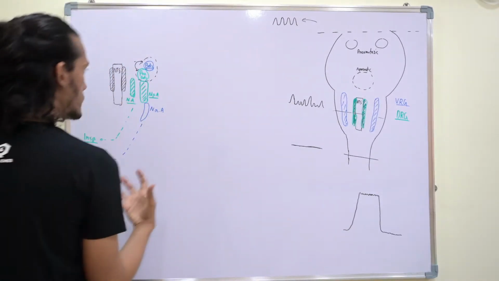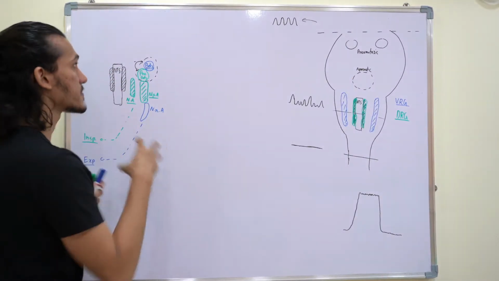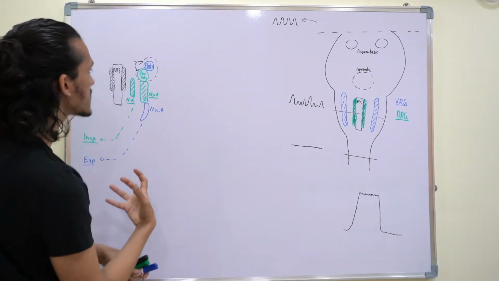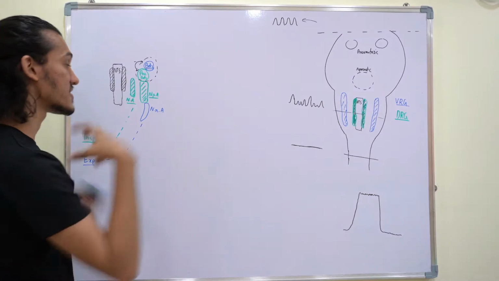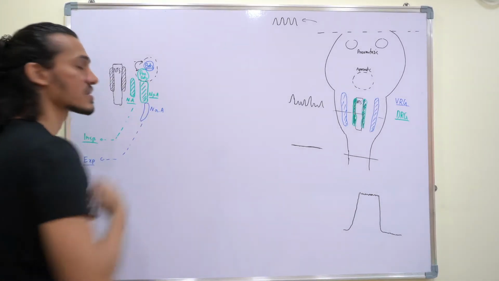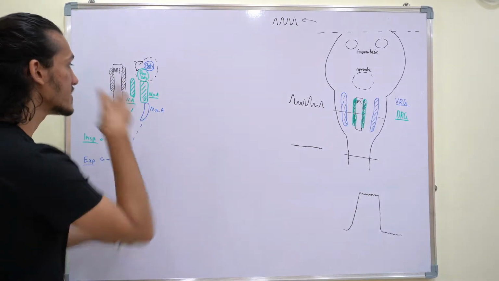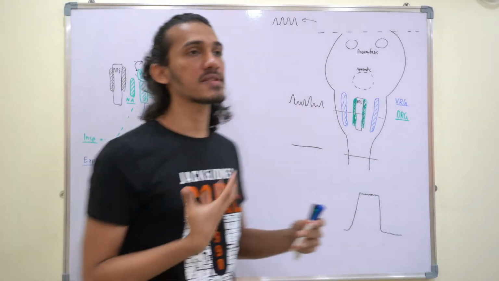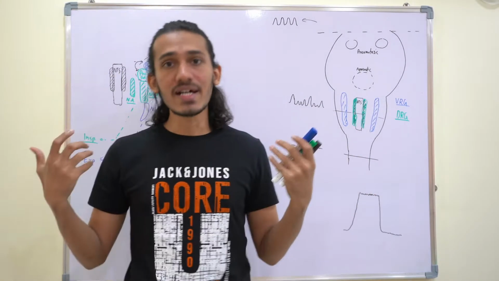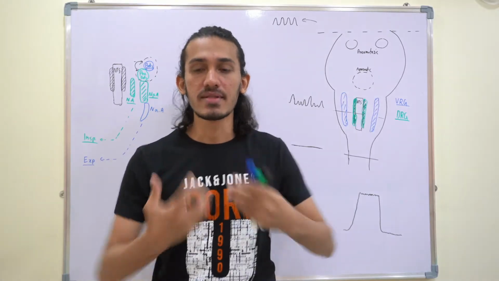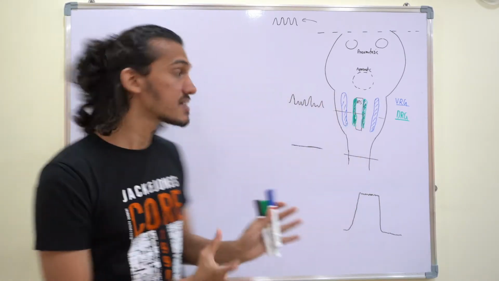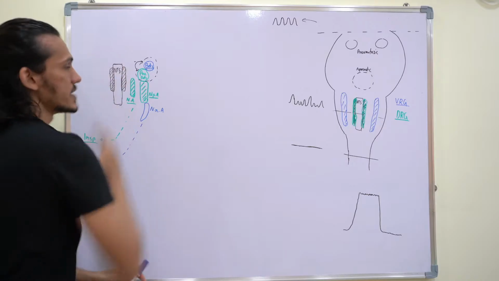So inspiration, pre-Botzinger complex, expiration, Botzinger complex. Further modulation of inspiration, nucleus paraambiguous. Further modulation of expiration, nucleus retroambiguous. And nucleus ambiguous for inspiratory efforts need to abduct the parts of the laryngeal muscles, and pharynx should dilate, and that sort of response is through nucleus ambiguous.